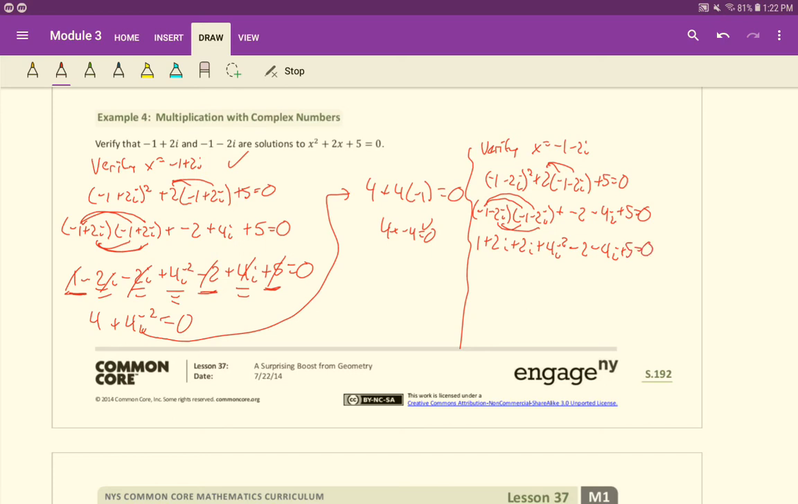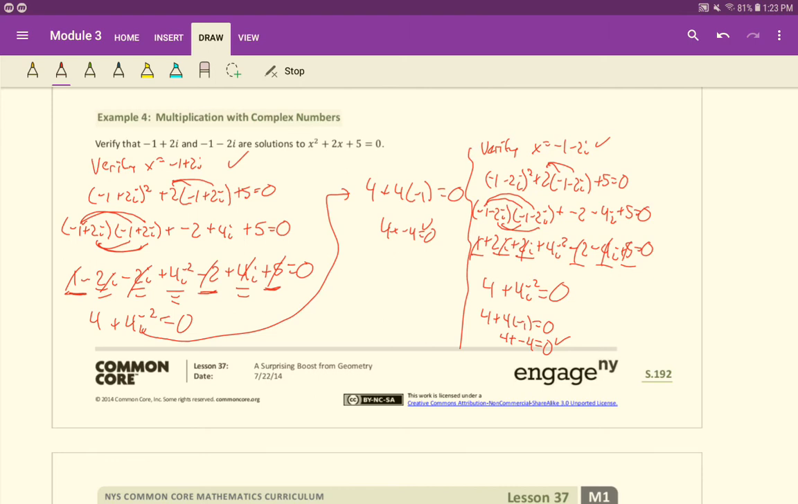Now again, let's combine like terms. So we have the 1, minus 2 is -1, plus 5 is 4. And then the 2i and the 2i and the minus 4i are going to all cancel again, and we're left with 4 plus 4i squared equals 0. It's the exact same thing we were left with over there. And so we know that's going to be just 4 plus 4 times -1, which is just 4 plus -4, which is 0. So check, it works.